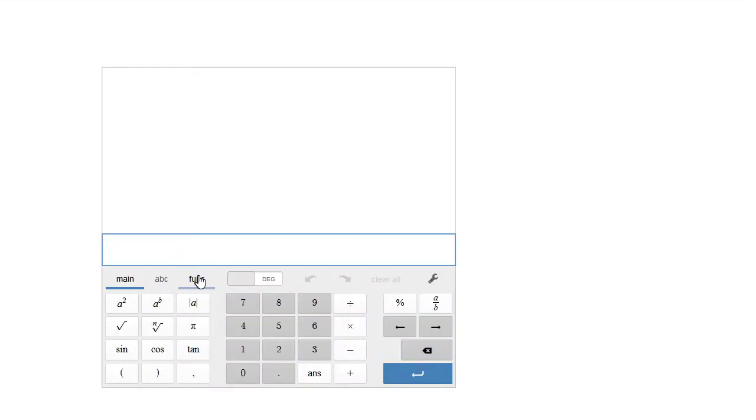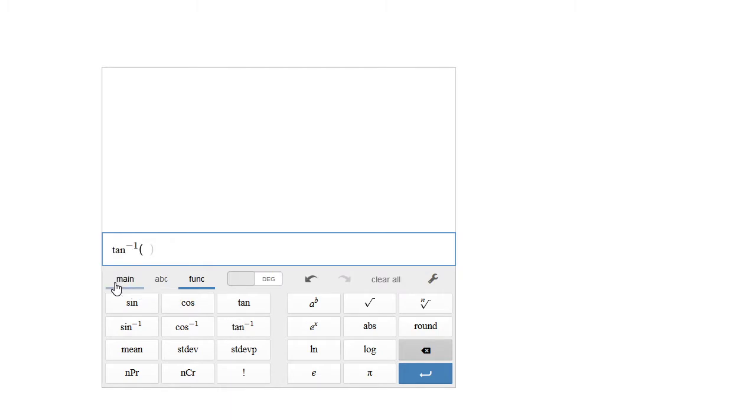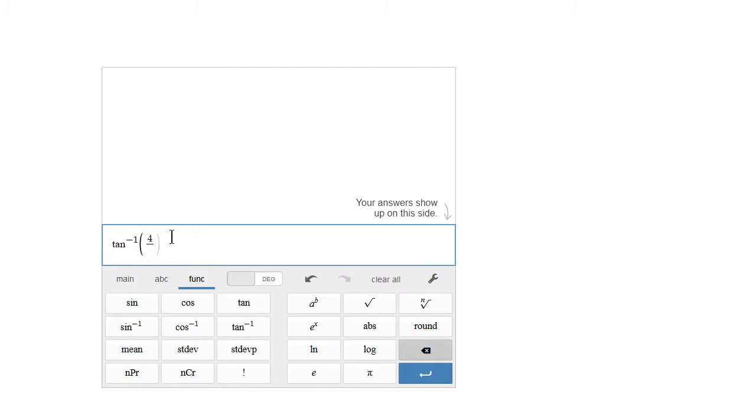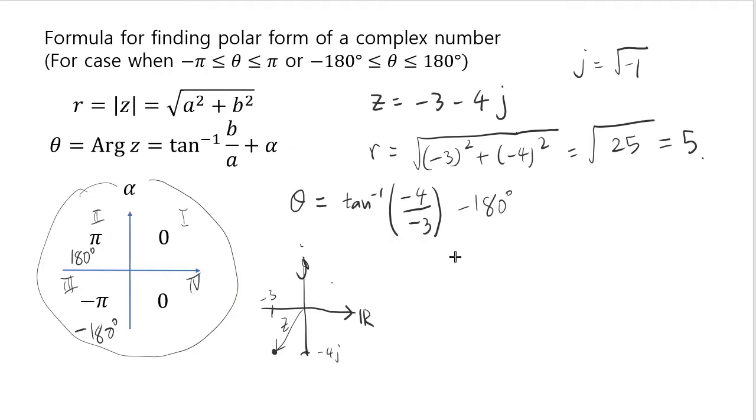We're trying to find tangent inverse of 4 over 3. It's really negative 4 over negative 3, but that's what you have. And see, I have in degree mode, so it says it's 53 degrees. But because this is in the third quadrant, I better be subtracting 180. And that gives you negative 126.86. 126.86 with a minus sign.